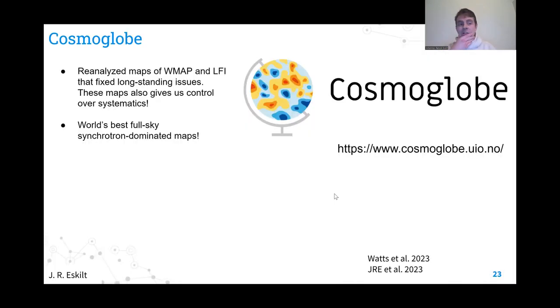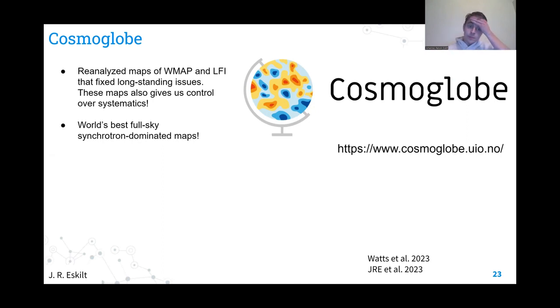We then also tried to measure cosmic birefringence in the Cosmoglobe maps. So Cosmoglobe is a project developed by my colleagues in Oslo. They have been reanalyzing the maps of WMAP and LFI from raw TOD to frequency maps, and they have been able to fix long-standing issues that the official WMAP and Planck teams were not able to fix. So these are the best WMAP and LFI maps in the world, and they also give us better control over systematics.